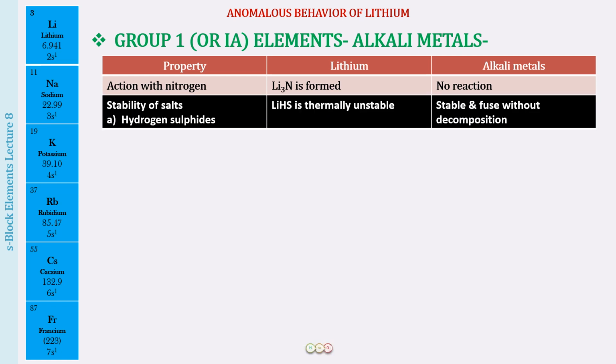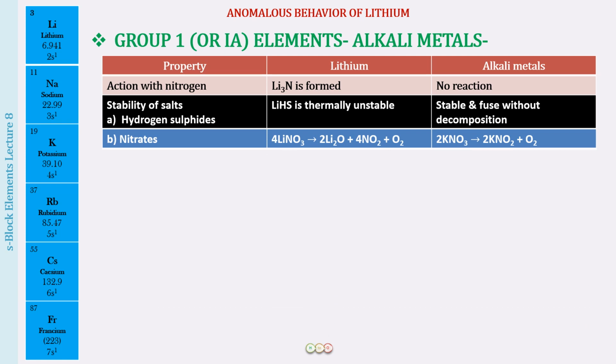The next we have is the thermal stability of the alkali metal salts. So we see that the lithium salts are generally thermally unstable. For example, lithium hydrogen sulfide is thermally unstable, whereas the rest of the alkali metal hydrogen sulfides will be stable and fuse without decomposition.